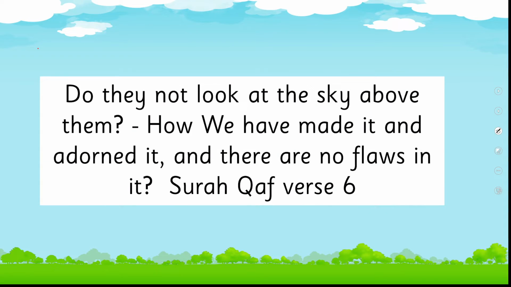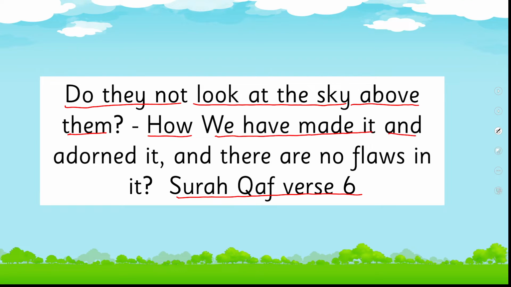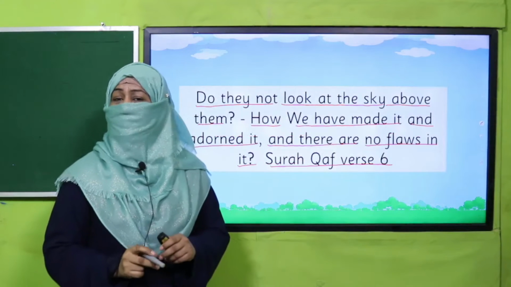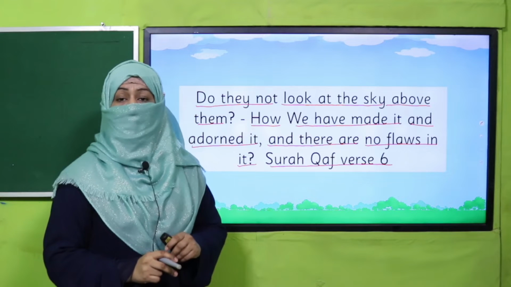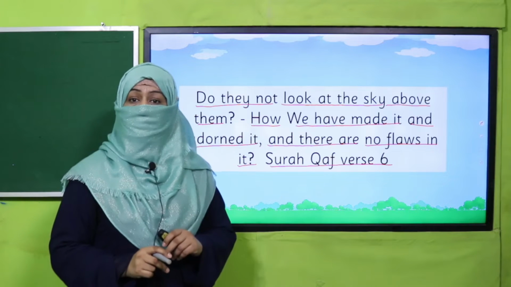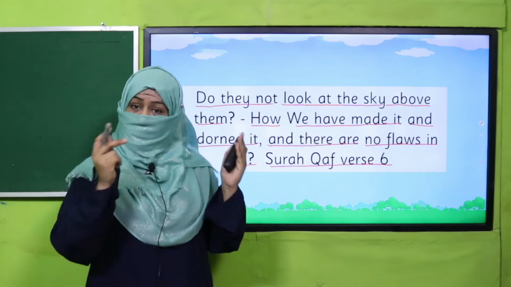Let's start with the name of Allah subhanahu wa ta'ala. Allah mentions in Quran, Surah Qaf, verse 6: Do they not look at the sky above them? How we have made it and adorned it, and there are no flaws in it. Allahu Akbar. Yes, my dear students, what is this beautiful verse telling us? Allah subhanahu wa ta'ala is telling us, look up and see the sky.